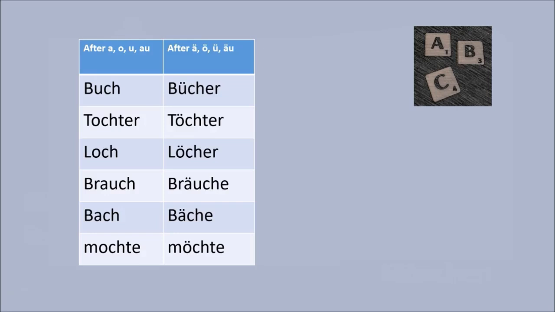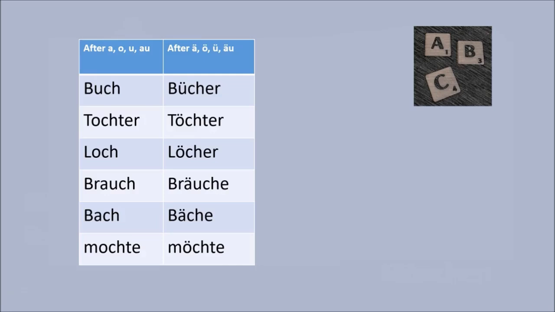Bach, Bäche. And this is not a singular plural: in the past tense, imperfect tense, it is mochte, and in the conditional it's möchte.